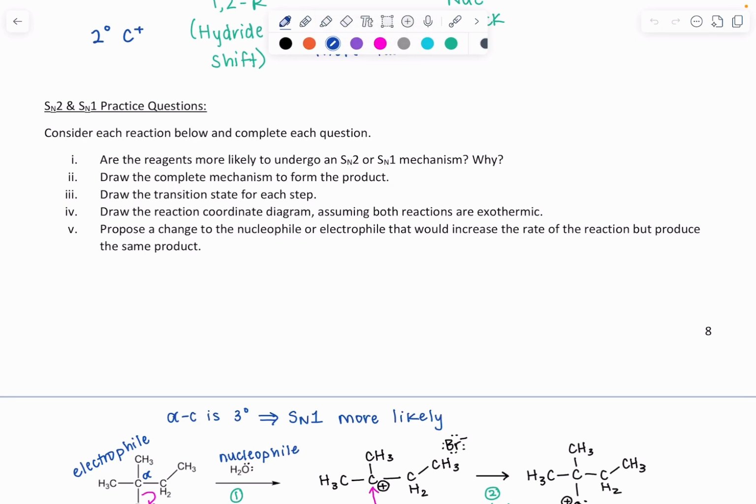Let's go through the last two practice questions from our Unit 4 Part 1 notes. So we had started the first reaction. We just have to draw the reaction coordinate diagram and propose a change to the nucleophile or electrophile. So tasks 4 and 5. And then we'll look at the other reaction as well.